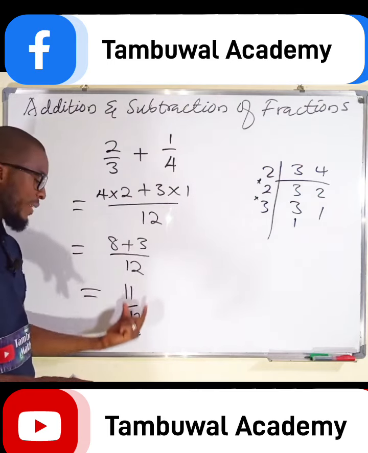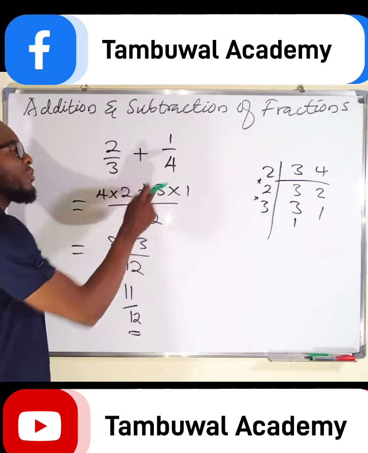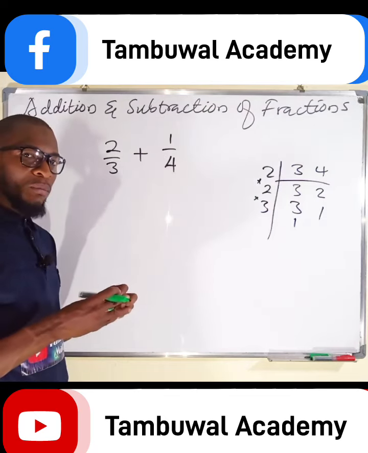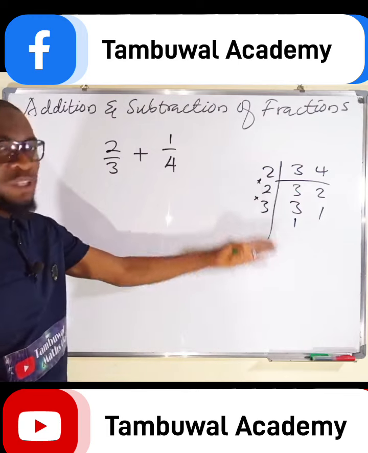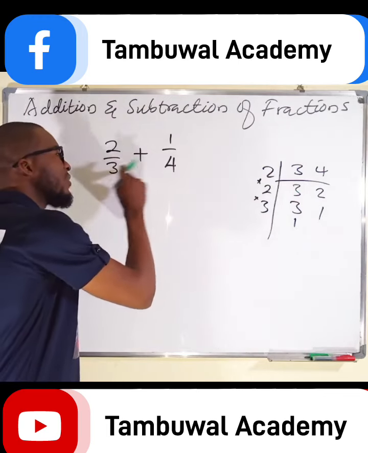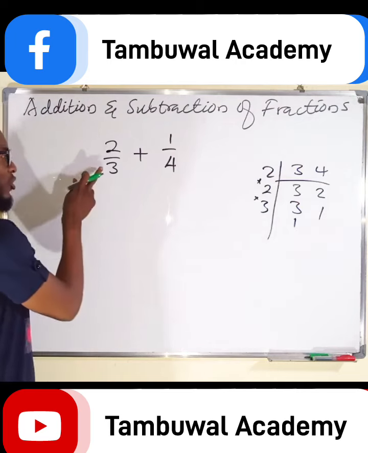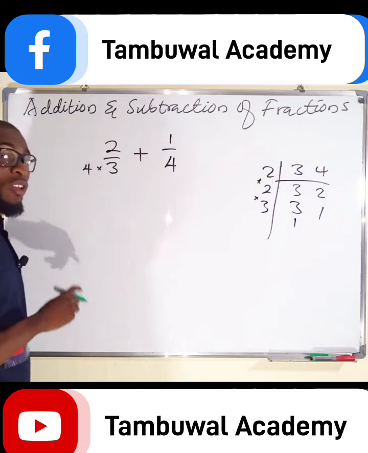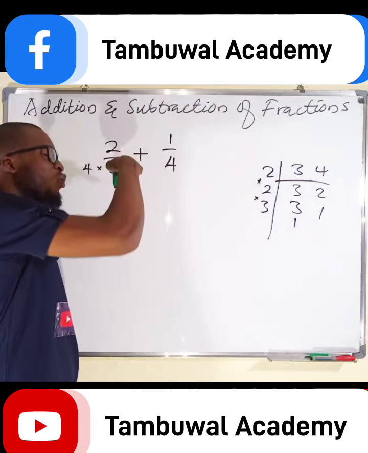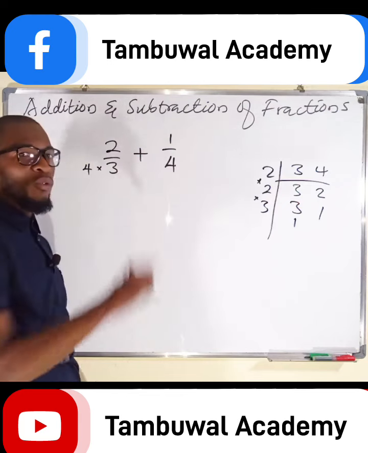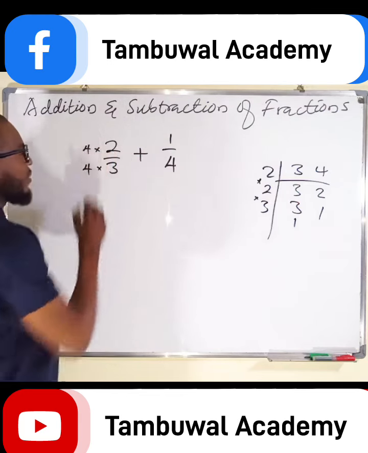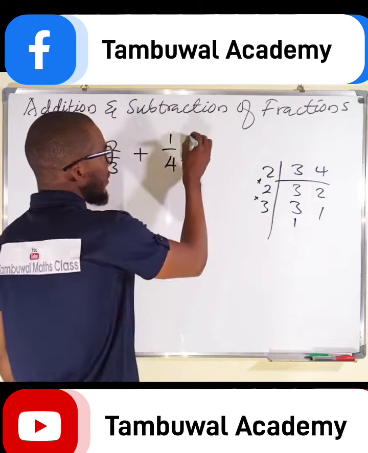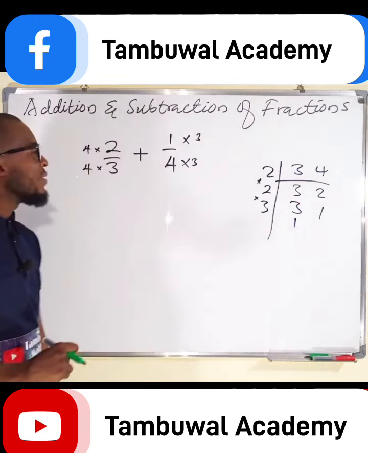You can also obtain this 11 over 12 by transforming these denominators to be exactly the same. To transform these numbers to be exactly the same, you have to know their LCM, which we have found to be 12. So we are going to transform each of these denominators to be equal to 12. To transform 3 into 12, you have to multiply it by 4. But in equivalent fractions, if you multiply the denominator by any number, you have to use the same number to multiply the numerator. Times 4, we have done justice. Times 3 to make it 12, times 3 for equivalency.